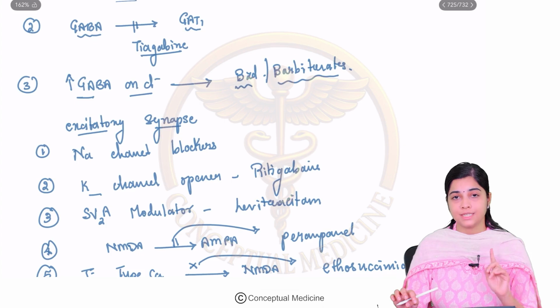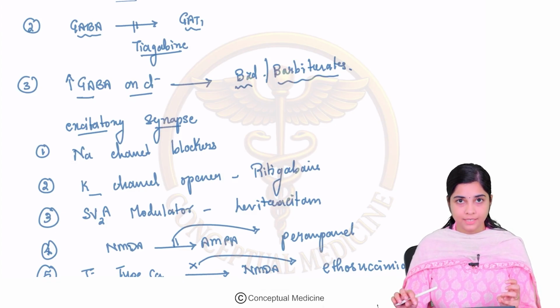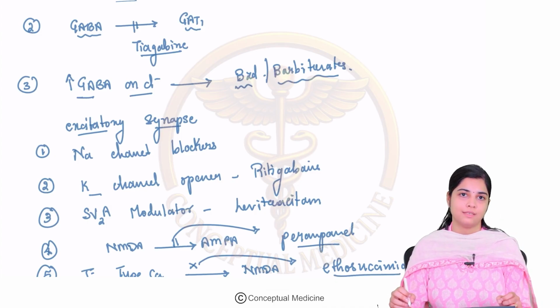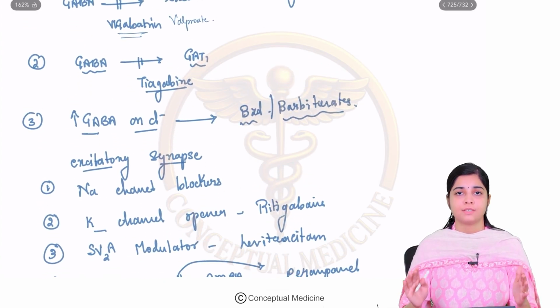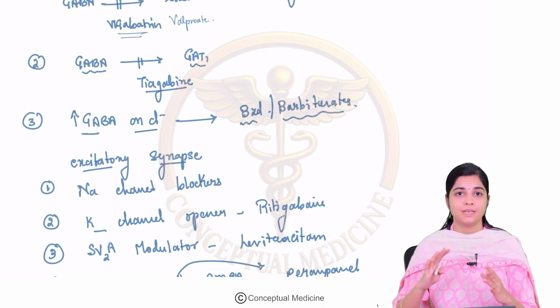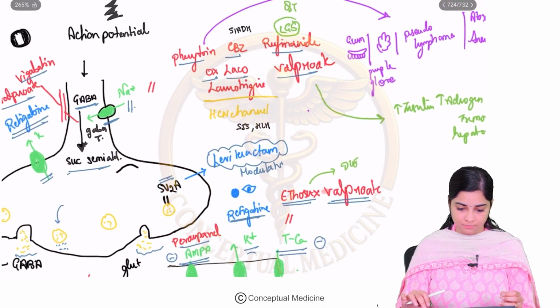SV2A modulator is levetiracetam. SV2A is a receptor present on your vesicles which contain the neurotransmitters, and so SV2A modulator is levetiracetam. Right? So we have your AMPA receptor inhibitor, which is perampanel, and T-type calcium ion channel inhibitor, which is ethosuximide. Okay? So this is very clear. So you will not have to memorize, just have a picture memory of your synapse and your excitatory inhibitory synapse where what is acting. Now let us look at the side effects of the most common drugs.